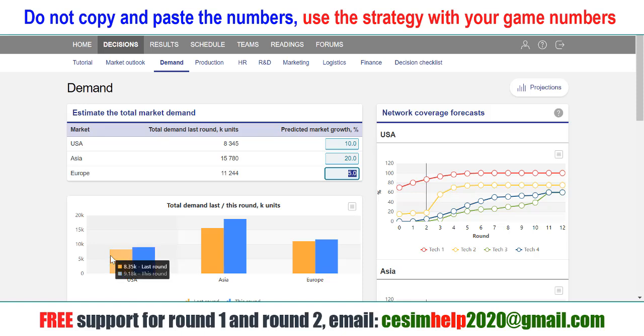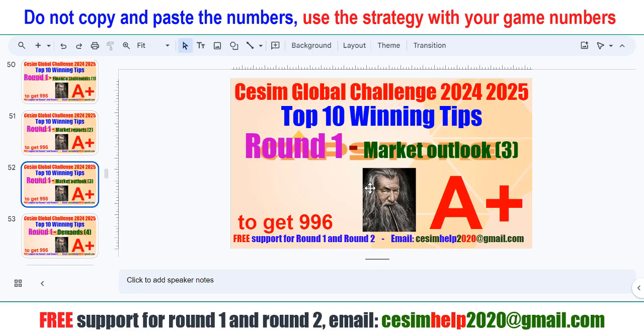Last round 8,003, this round 9,001, increase 800. Last round 15.7, this round 18.94, increase a lot, right? 20%, right? About more than 3,000. And then here Europe increase not so much. So that's the market outlook. Remember this, and then we can calculate the potential increase of demand, and then you can adjust the production to meet the demand, right? Up and down.